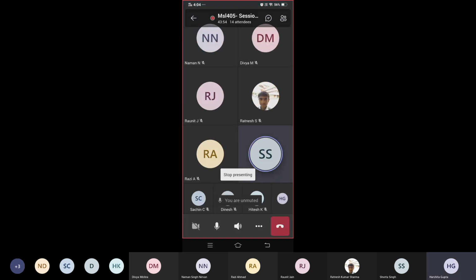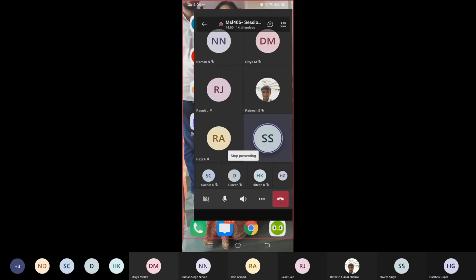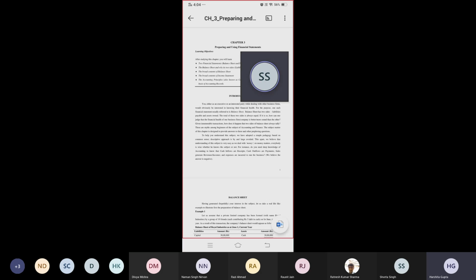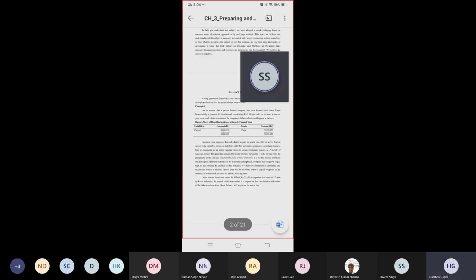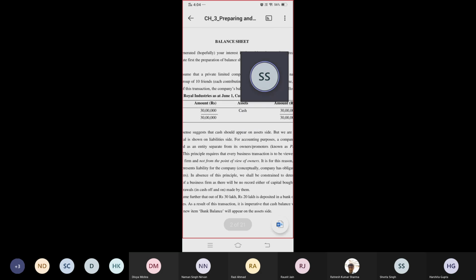Ma'am, is my screen getting shared? Yeah, I can see your screen. That is the screen I can see. Okay, ma'am, can you see the material now? Yes, I can. But I have to expand it a little, okay? It is coming in a very small font size. And maybe you need to tilt the phone a little because it's coming in a vertical format. It's not showing the whole thing.